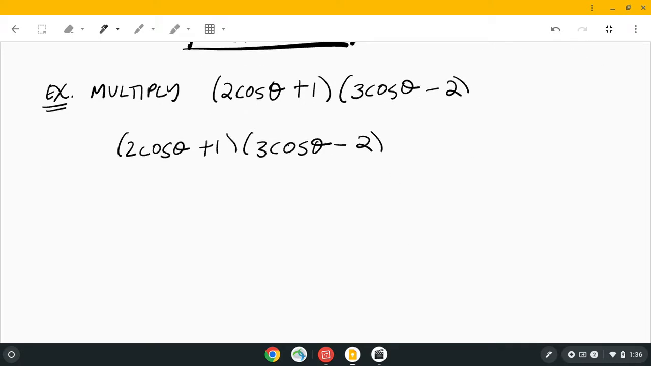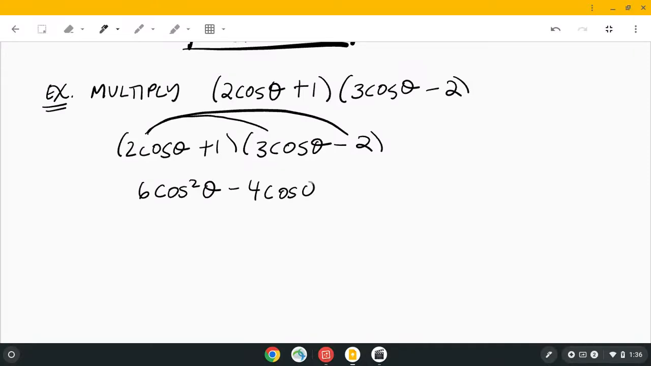Okay, so starting with the 2 cosine theta, I'm going to multiply 2 cosine theta with 3 cosine theta. And that gives me 6 cosine squared theta, because 2 times 3 is 6. Cosine times cosine is cosine squared. And then I'm going to distribute it over here. 2 cosine theta times negative 2 is negative 4 cosine theta.